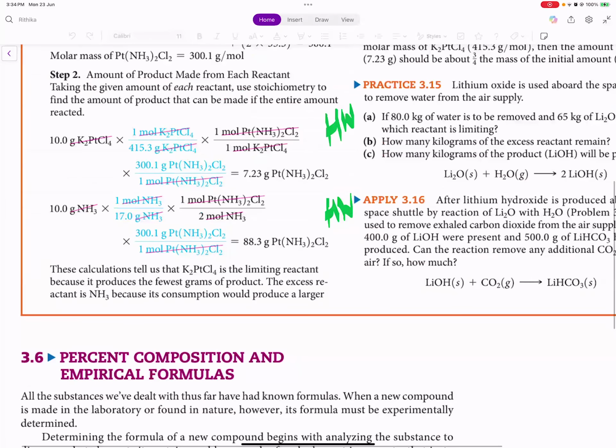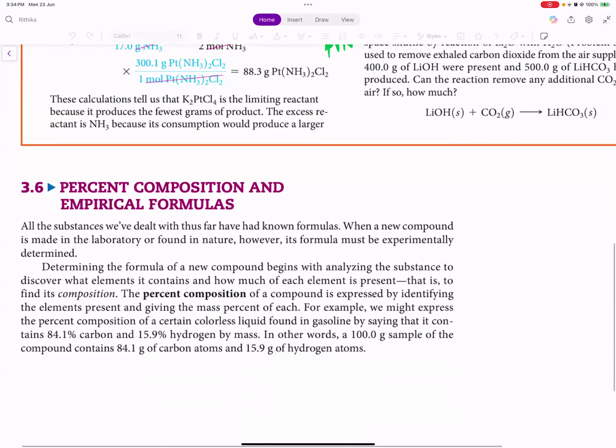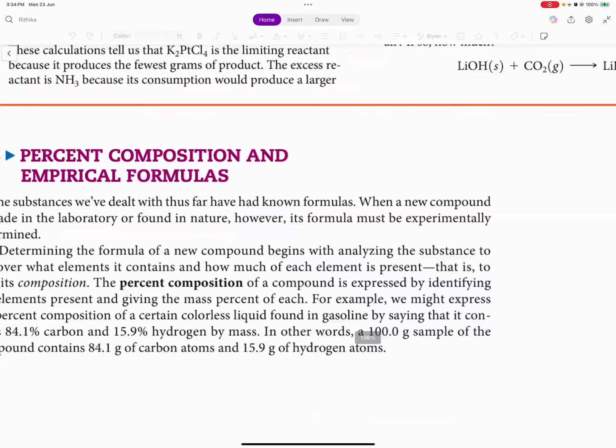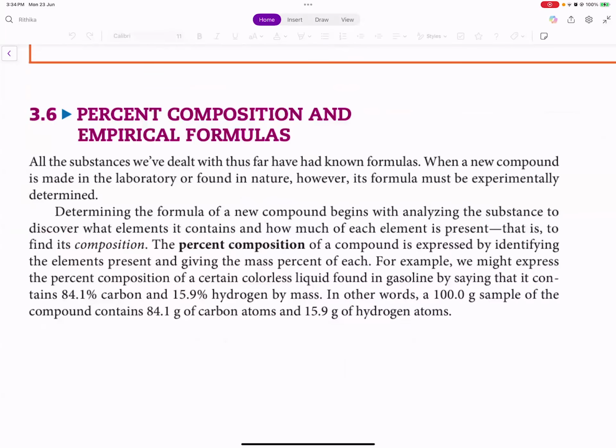Okay, so we did limiting reactant, and now we are going to look at percent composition and empirical formula. Percent composition is what the name suggests. It is the percentage of all the elements.